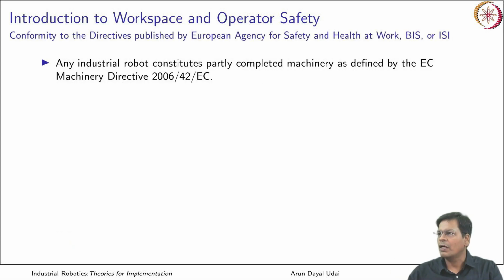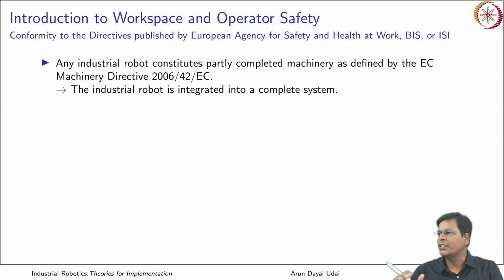Okay, so conformity to the directives published by the European Agency for Safety and Health at Work, as well as BIS and ISI, which is there in India. So these are some of the guidelines. Any robot as such is a partly completed machinery as defined by the EC Machinery Directive 2006/42/EC. So it says the robot in itself is not a completed machinery, right? The robot is to be integrated with other equipment in the environment so as to make it a complete and fully functional system.